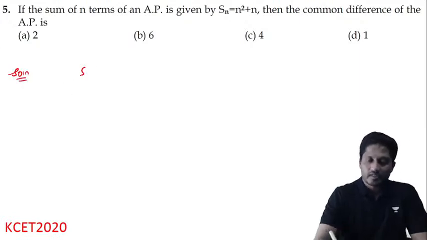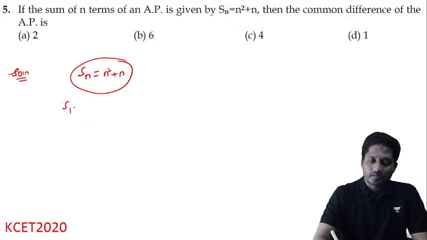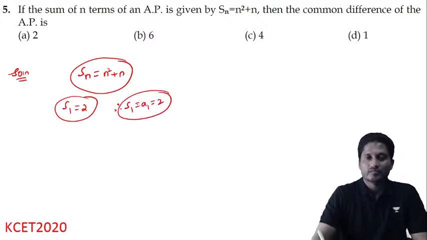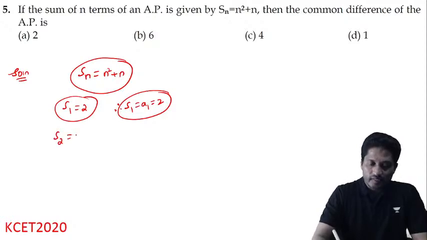Okay, now listen. Sn is equal to n square plus n, right? What will be S1? S1 is equal to 1 plus 1, 2 only, right? So therefore S1 is same as A1, which is equal to 2. S2 is equal to 2 square is 4 plus 2. S2 is equal to 6.